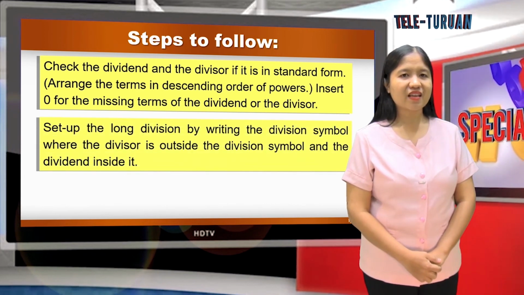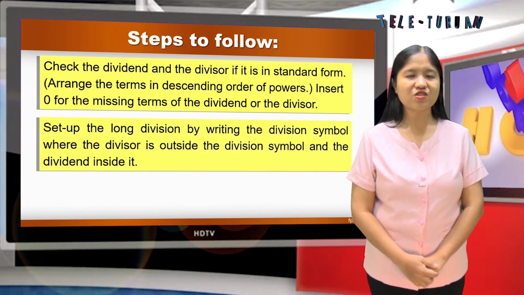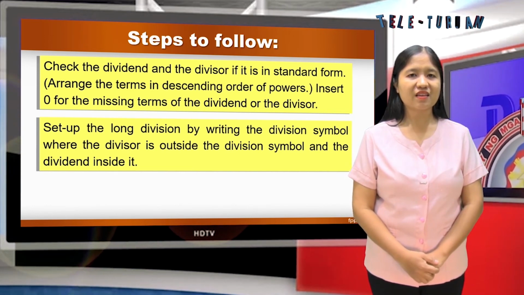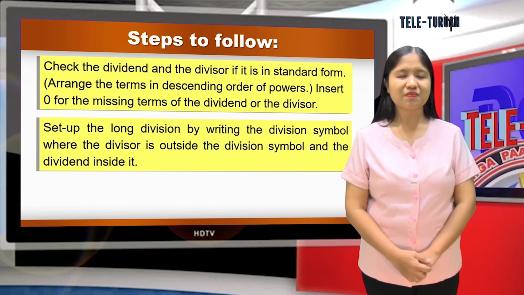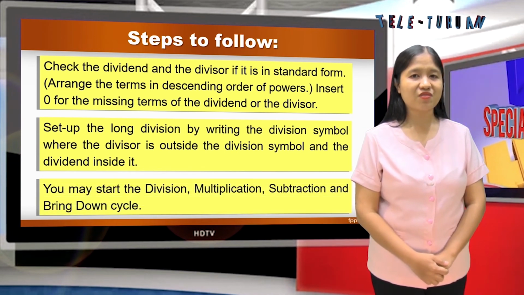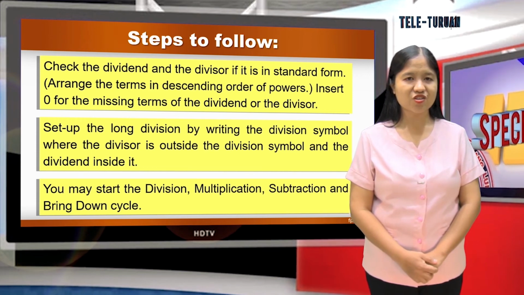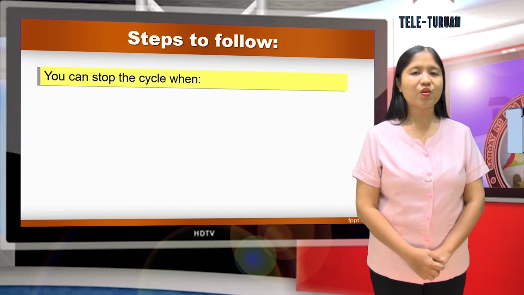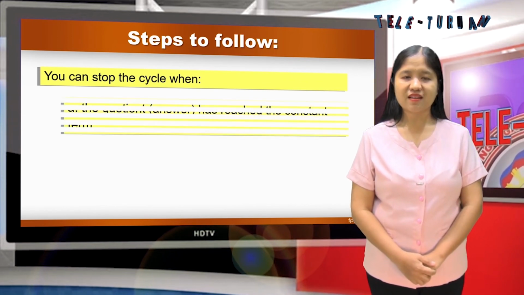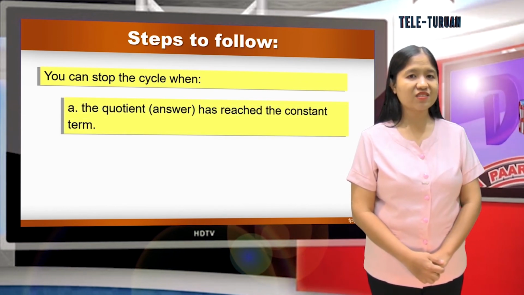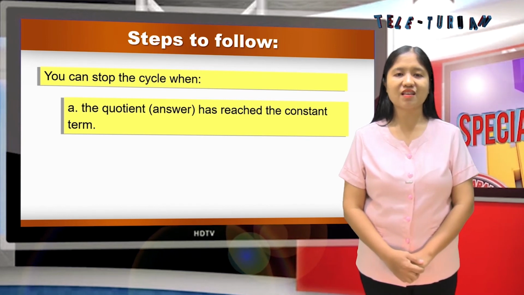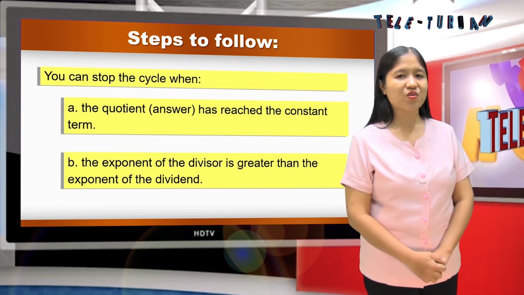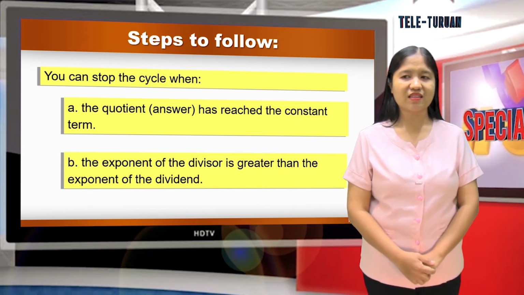Number 2, set up the long division by writing the division symbol where the divisor is outside the division symbol and the dividend inside it. Number 3, you may start the division, multiplication, subtraction, and bring down cycle. Number 4, you can stop the cycle when letter A, the quotient or answer has reached the constant term. Letter B, the exponent of the divisor is greater than the exponent of the dividend.